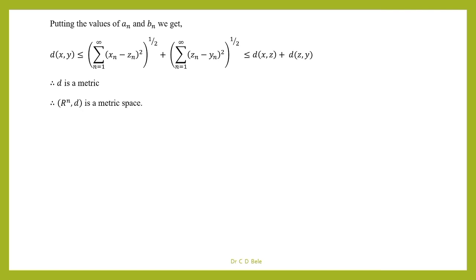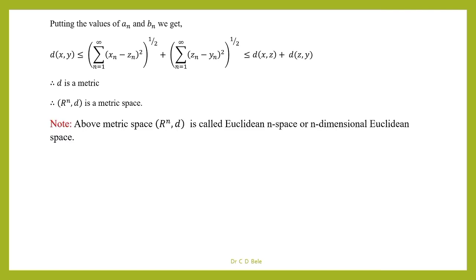Therefore d is a metric and therefore (R^n, d) is a metric space. Now this metric space is called a Euclidean n-space, or n-dimensional Euclidean space.